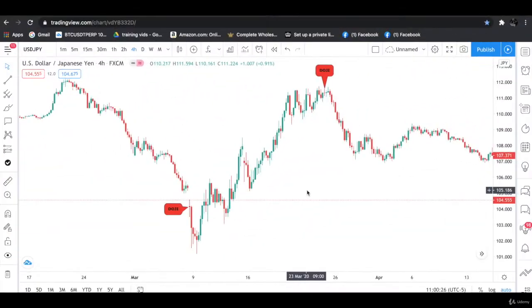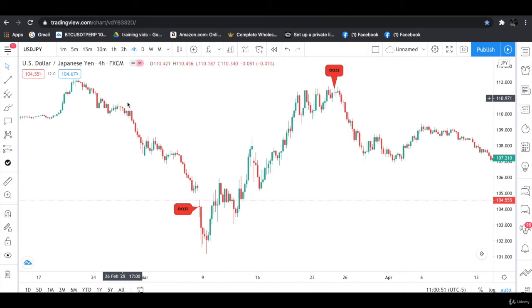Let's dive in. This is the US dollar and Japanese yen 4-hour chart. We'll be identifying some Doji candlesticks over here. I've already marked the Dojis for you. Previously, what did I explain? I explained always look for trending markets. The market was in a clear downtrend over here.